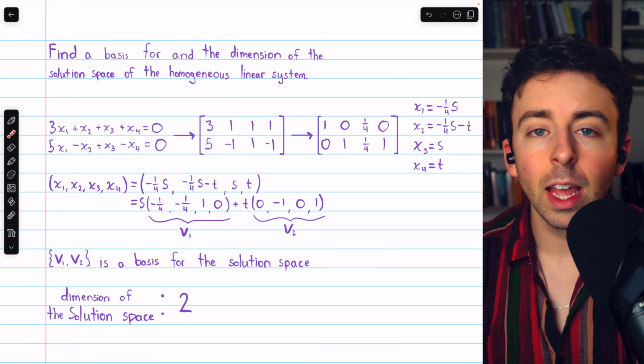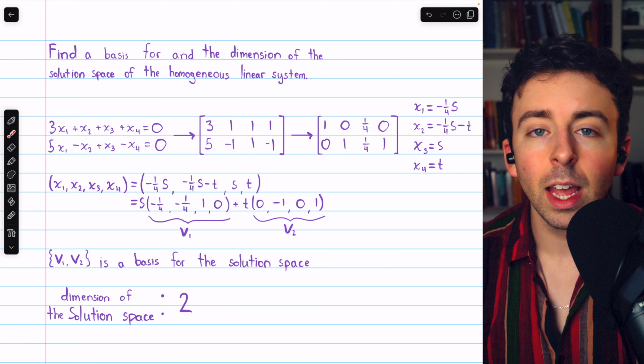For it to be a basis, the two vectors also have to be linearly independent. In this case, with only two vectors, it's easy to see that they're not scalar multiples of each other, and so they are linearly independent. But furthermore, solving a homogeneous linear system like this by putting the coefficient matrix into reduced row echelon form will always produce a linearly independent set of vectors that span the solution space. So this is our basis.